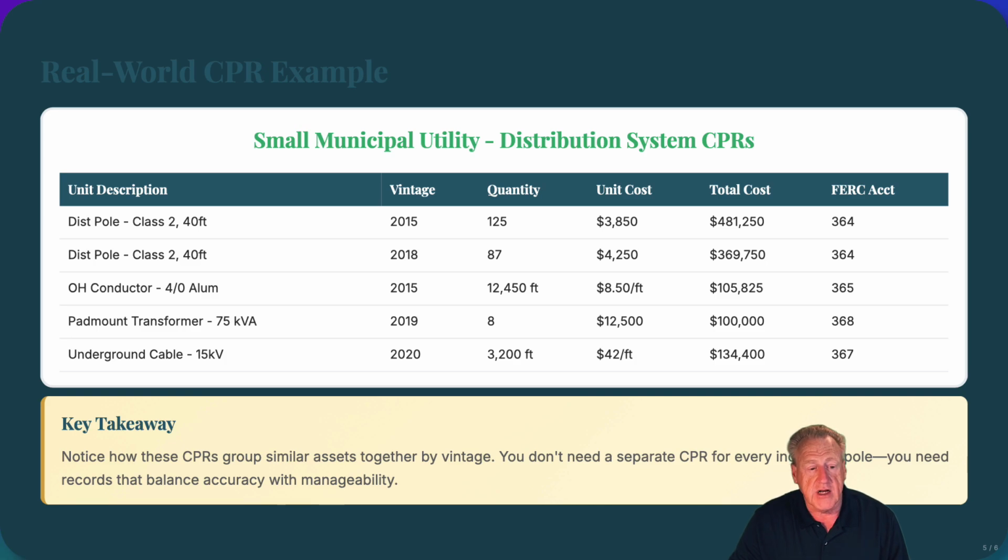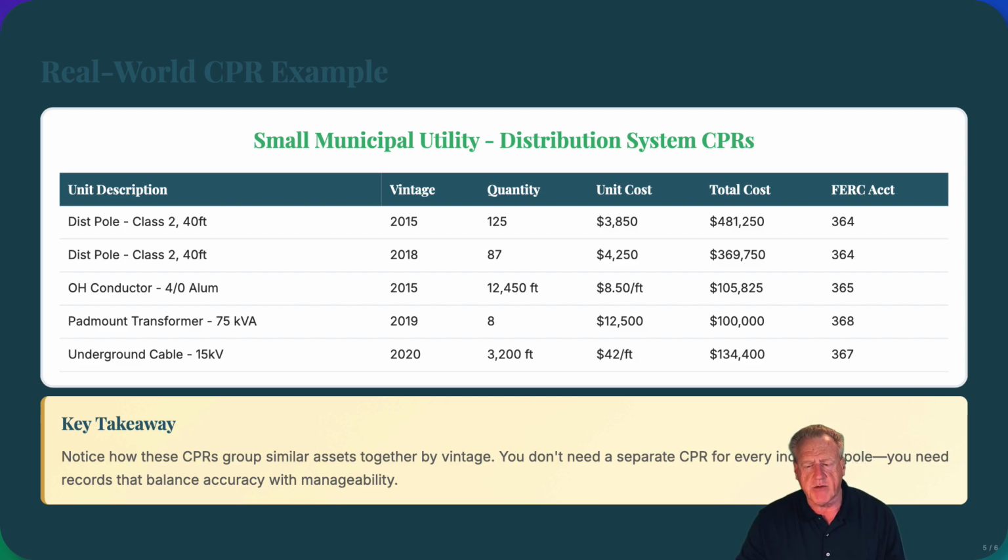We have an overhead conductor, which in practice, these would appear on separate pages because overhead conductor is assigned to account 365, and you see the year it was installed, how many feet, cost per foot. Transformers, same thing, year installed, quantity of survivors, unit cost, total cost, FERC account, and then underground cable, which goes to account 367, installed in 2020. And again, all of these would be on separate pages, but I wanted to give you a flavor of what these would look like as far as descriptive elements when it comes to the CPR.